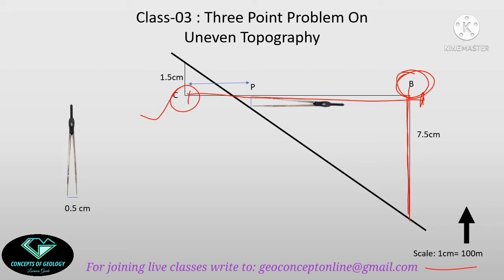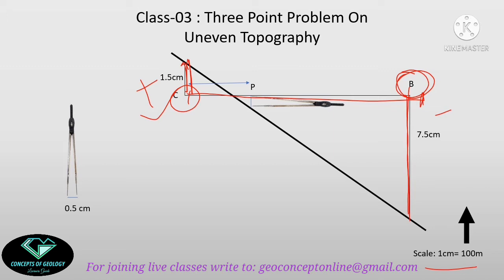That means it will be at elevation. So this length is 1.5 centimeter. That means in real ground it will be 150 meter. Okay, so this value is positive and this value is negative. Fine. Now I need to find out the 50 meter depth value, because borehole A is having a 50 meter negative reduced level value.